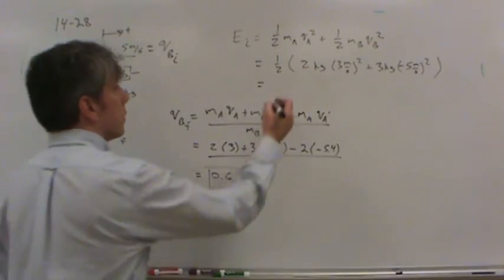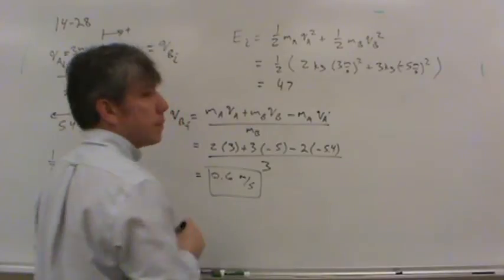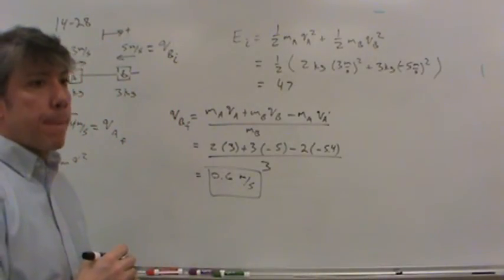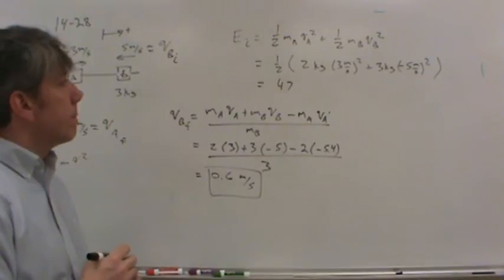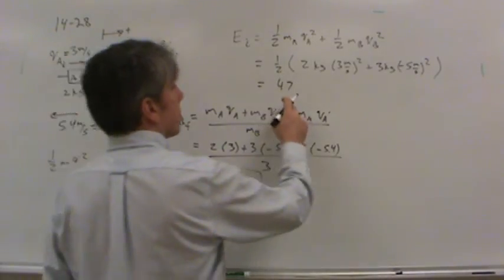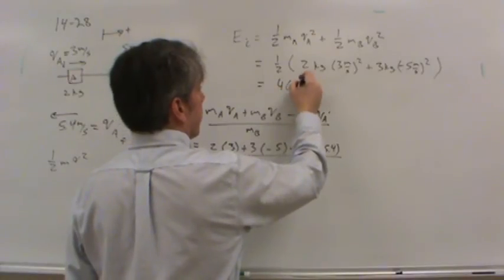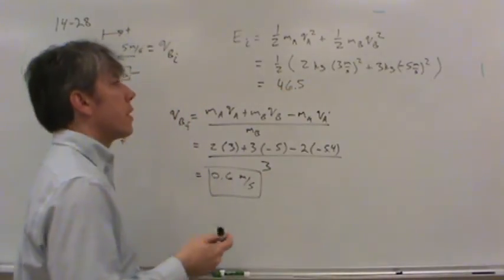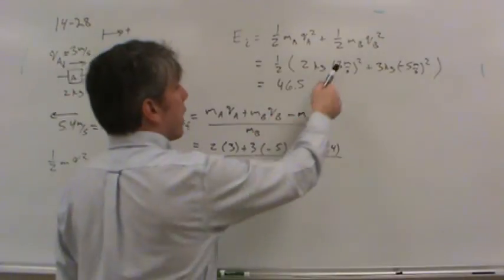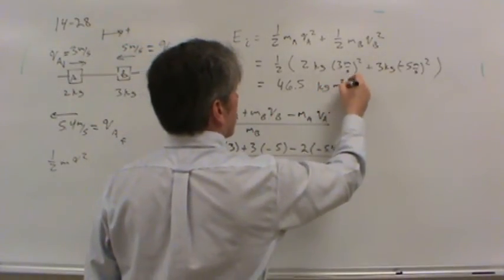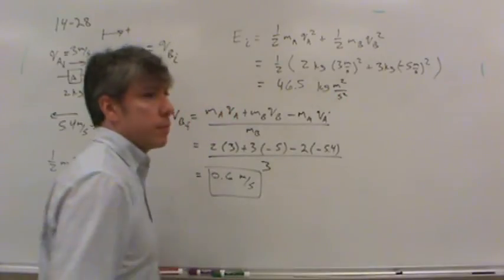I think I've got it. Is that right? 46. Did I mess up? 45.5. Okay, I messed up somehow. 46.5? I don't know how, I'll have to think later how I did that. So 46.5 kilograms meters squared per second squared.